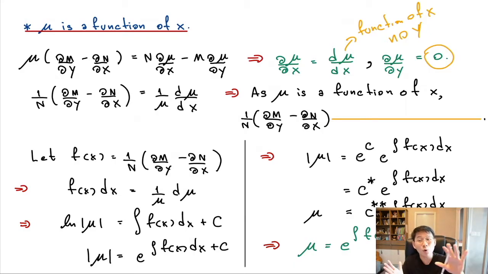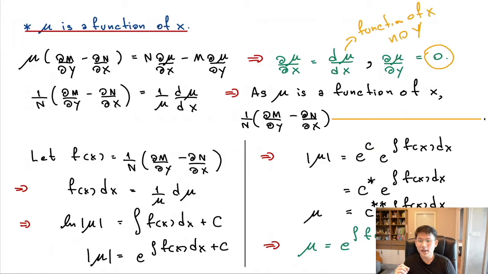Why? Because mu is a function of x, so there's no y. If you take the partial derivative with respect to y, it means that x is seen as a constant, right? So the derivative of a constant is 0. Okay, cool.